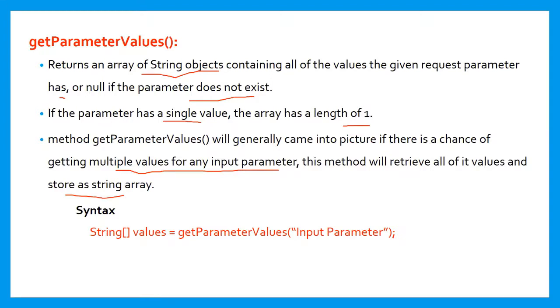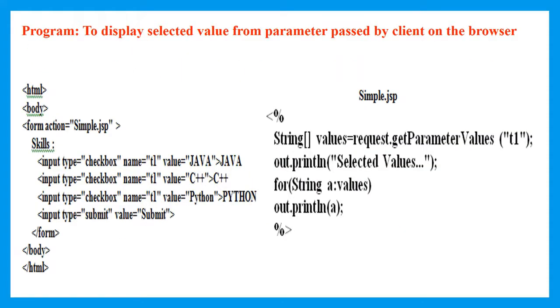The syntax of getParameterValues: the method takes one argument, the input parameter, that is, the name of the parameter, and the return value of getParameterValues will be assigned to an array of string values. So getParameterValues is a method which takes an input parameter, and this method belongs to the request interface. This is another type of method to read parameters. When the same parameter name has multiple values, in that case we make use of the getParameterValues method.